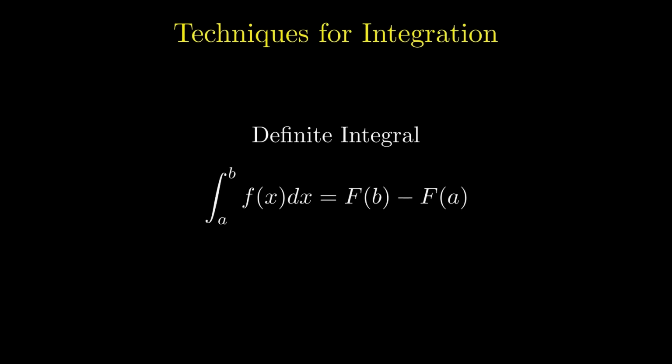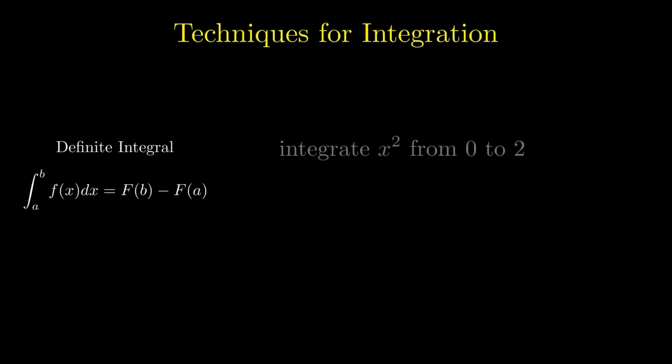Definite integral. A definite integral is a type of integral that has a specific upper and lower bound. It's denoted as the integral from a to b of f of x with respect to x equals F of b minus F of a, where a is the lower bound, b is the upper bound, and f of x is the function being integrated. Example.